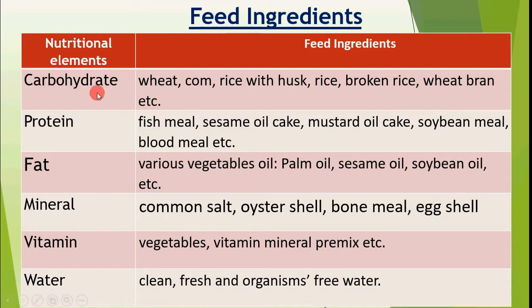Like here is the carbohydrate. The sources of carbohydrate are wheat, corn, rice husk, then rice, broken rice, wheat bran. And then protein sources are fish meal, oil cake, mustard oil cake, soybean meal. Fat sources are various vegetable oils, that means palm oil, sesame oil, that means oil substances. Minerals are common salt, oyster shell, bone meal, egg shell.